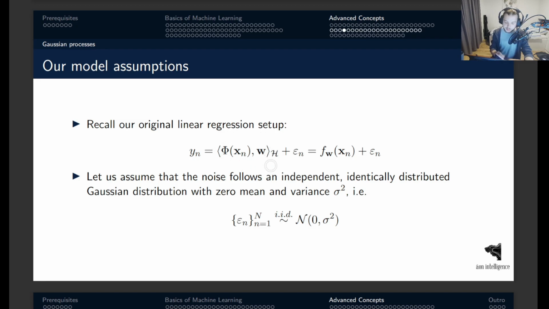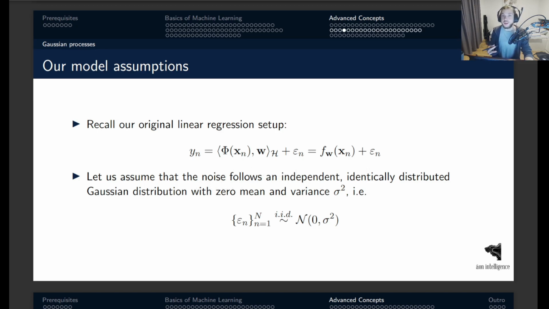And since this bit is our prediction and we expect to make errors with our predictions, we include this error term epsilon n. And this is what we have here. So this is our model, our prediction, and we include an error term. Now let's make an assumption.